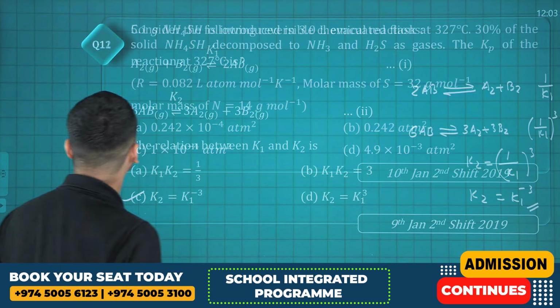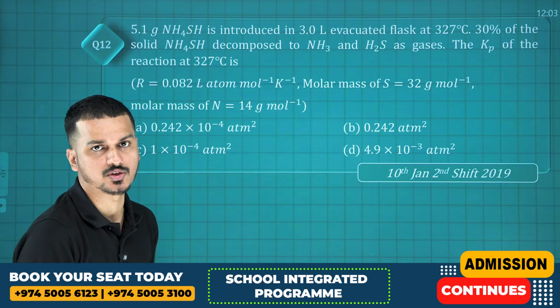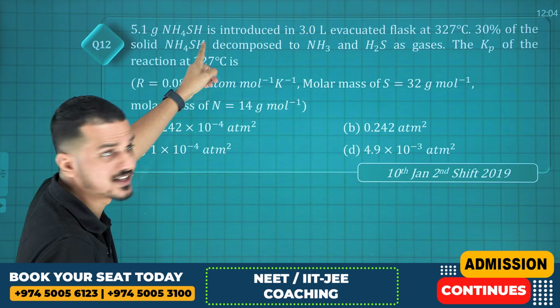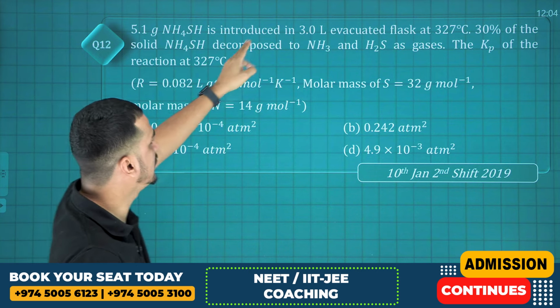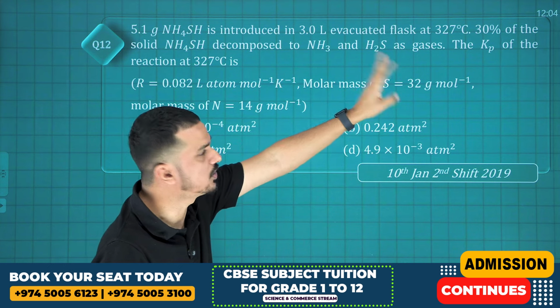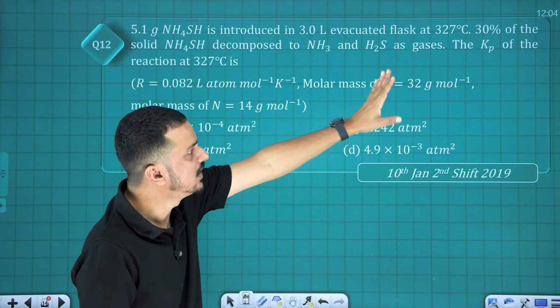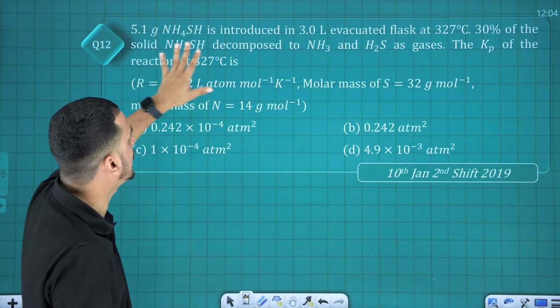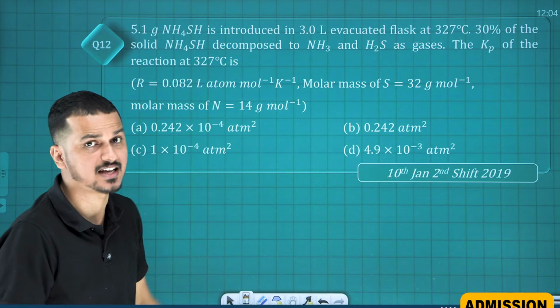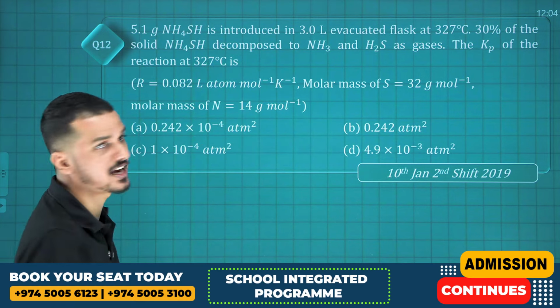Next question, the 12th question. Here the question is: 5.1 gram NH4HS is introduced in a 3 liter evacuated flask at 327 degrees Celsius. 30% of the solid NH4SH decomposed to NH3 and H2S gases. The Kp of the reaction?